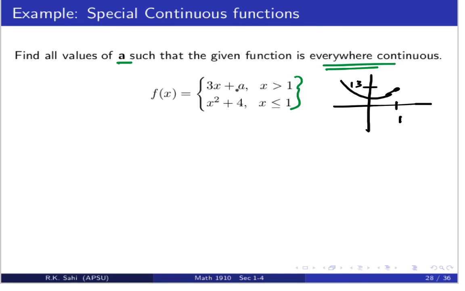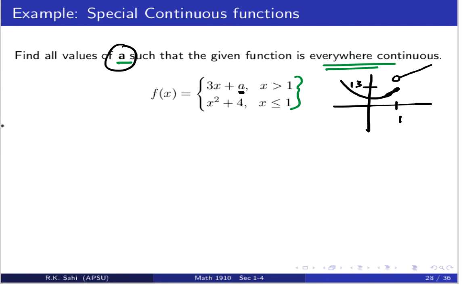Now we do not know 3x plus a. What's happening over here? It's a straight line, but we do not know where it's going to be. The question is, what is this a? Will this a make the whole thing the same value as 13 or not? We don't know yet. But when we read the question again, it says all those values of a which should make it continuous. That means, what is the value of a which will make this equal 13? In other words, that's what it's saying.